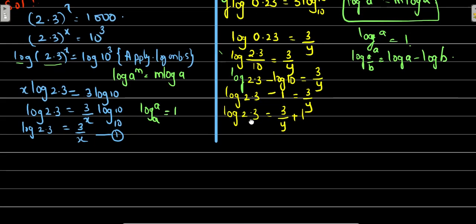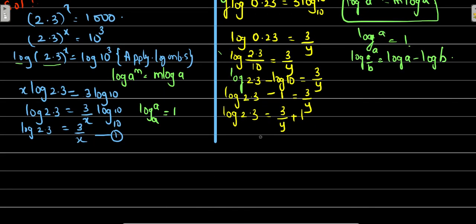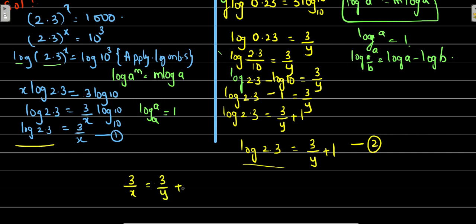So, further if you see, what did we get? Log 2.3 is equal to 3 by y plus 1. Let this be equation 1. As you can see here, log 2.3 is equal to 3 by x is the equation 1, isn't it? Here we have log 2.3 is equal to 3 by y plus 1 as equation 2. Both are the values of log 2.3, it means both are the same. So, we can write 3 by x is equal to 3 by y plus 1.